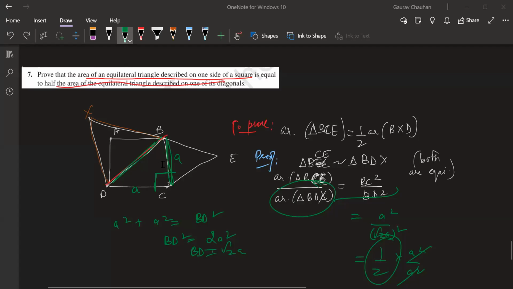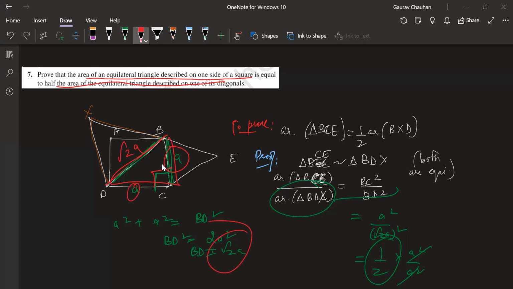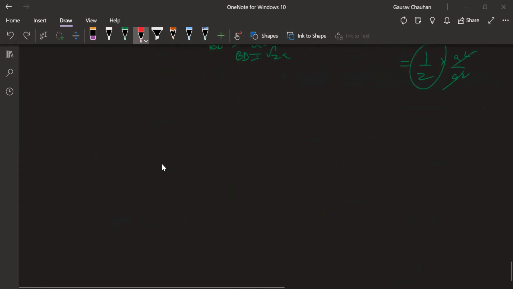Remember the equilateral triangle thing. Any two equilateral triangles will be similar because all angles are 60, 60, 60. However you put them, no corresponding sides are required there. Just remember that, and then you see where I am getting the Pythagoras theorem. Pythagoras theorem is coming here. This will become root 2A. You solve it. We have done this thing 100 times. You can crack this.